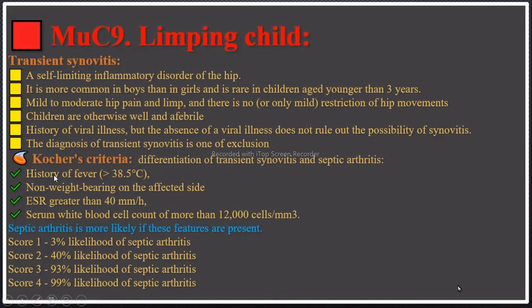So 1 criterion, it's 3% septic arthritis. If you find 2 criteria, it's 40% septic arthritis. If you find 3 criteria, it's 93% septic arthritis. If you find all 4 criteria, it's 99% septic arthritis. Again, if you find in the scenario fever more than 38.5, if you mention non-weight bearing, if you find ESR more than 40, and white cell count more than 12.